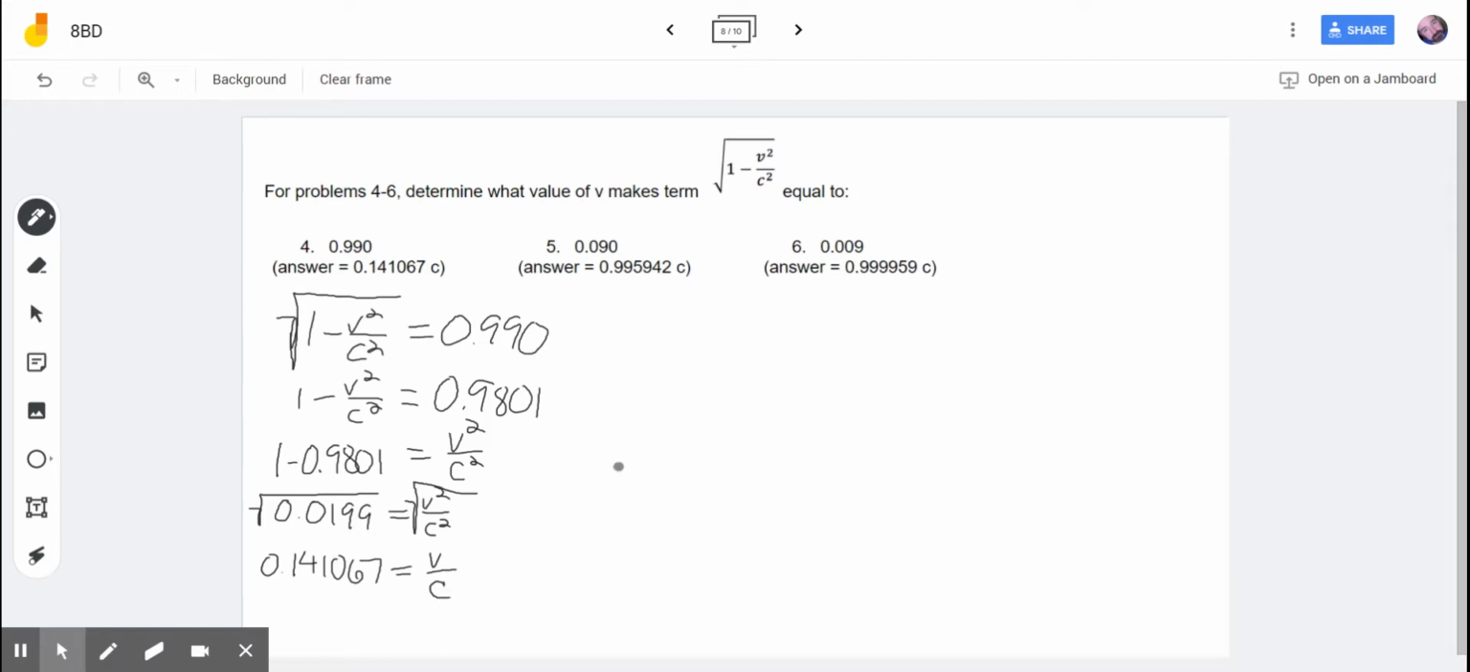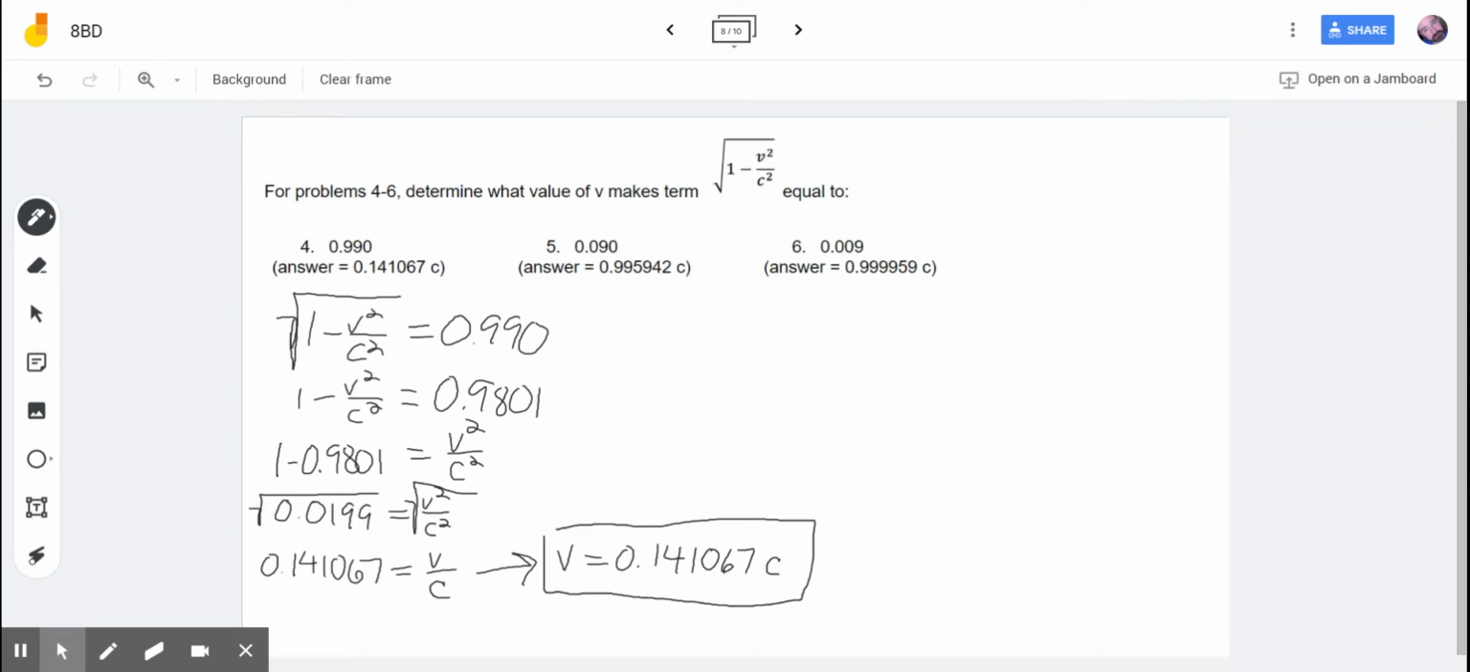So we're almost there. I need to get V by itself. So what I'm going to do is multiply both sides by C. And now I'm going to switch left and right, just because I'd rather write it this way. And that's going to give me V is equal to 0.141067C. And this is our final answer.